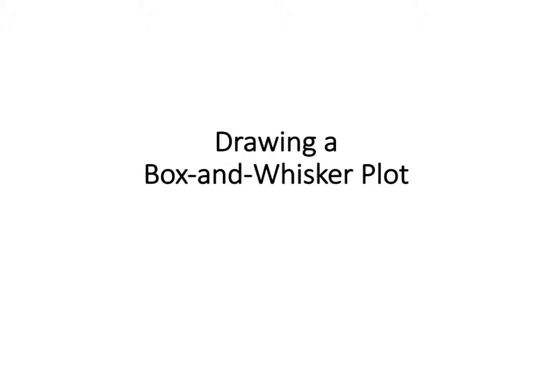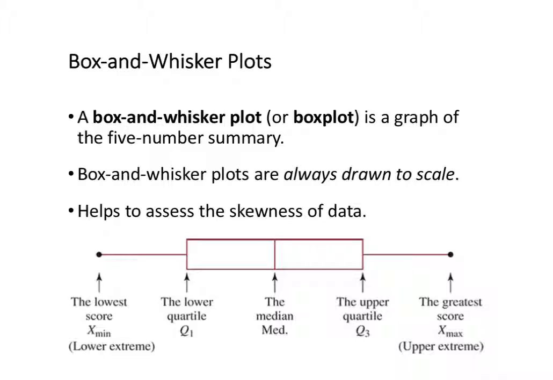In this video, we're going to have a look at how to draw a box and whisker plot. Now, a box and whisker plot is a graphical representation of the 5-number summary. So to be able to draw the box and whisker plot, you will need to know what the 5-number summary is. So in the question, if they don't give you the 5-number summary, it means you've got to go ahead and calculate it.